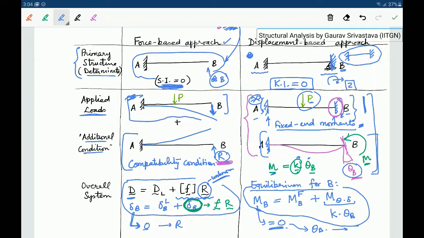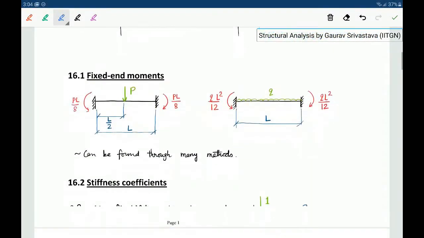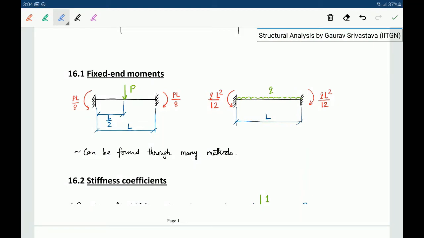Okay, so this is an overall summary of the displacement based methods. Now there are two things which we need to consider. First is the fixed end moments, right? So this is basically a beam which is fixed at both ends, subject to different loading conditions. I've shown a couple of cases here, but these are available in almost all textbooks, and these moments and forces can also be calculated.